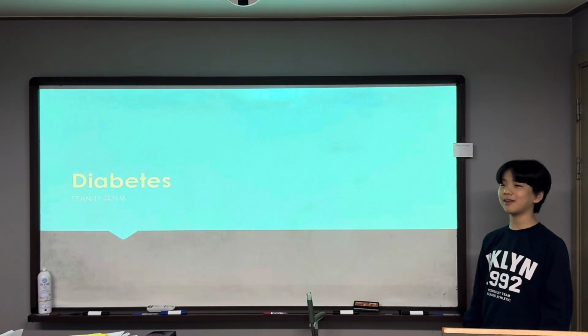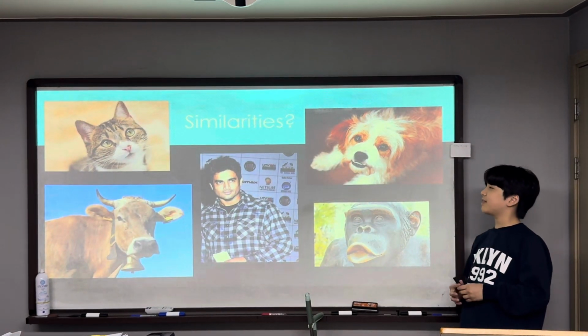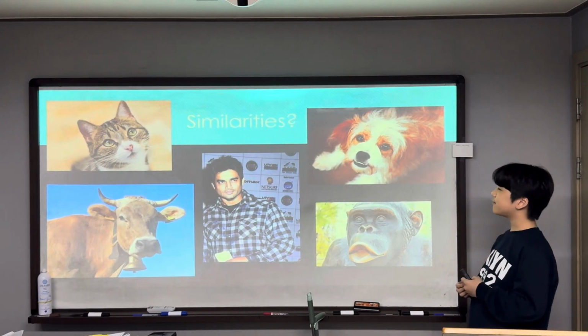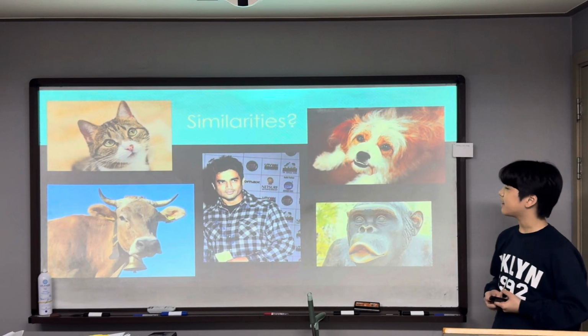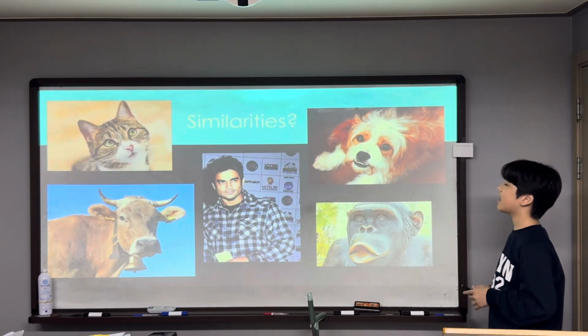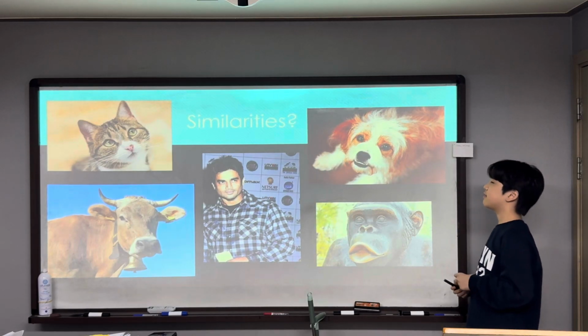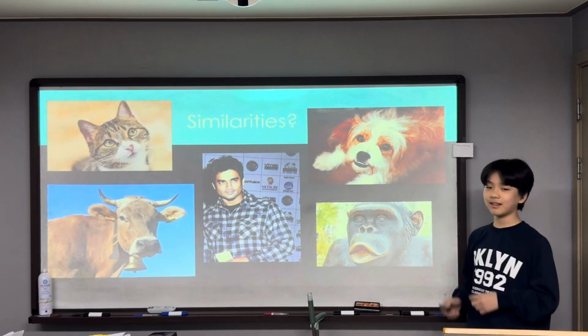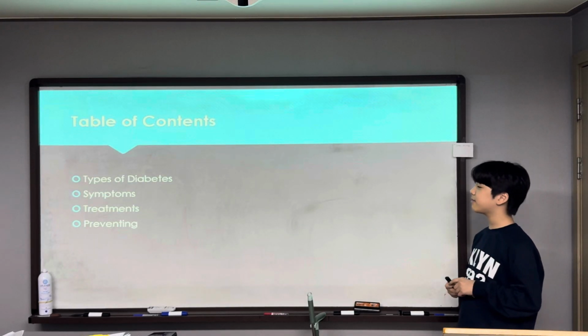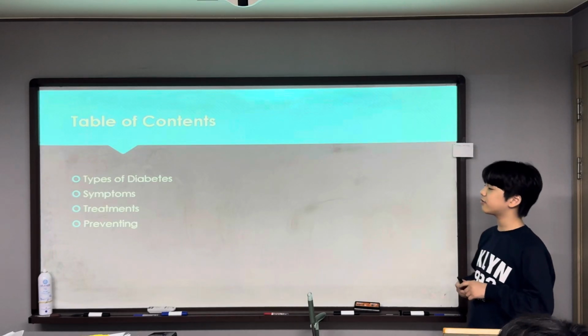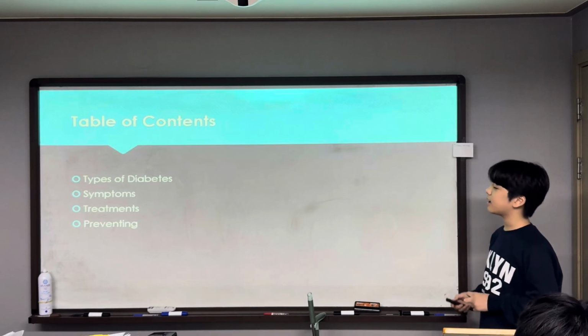Today I'll be talking about diabetes. Before I start my presentation, I'll show these 5 photos. Can you find any similarities between them? Animals? These are both living things, creatures, animals, but most importantly, these are the top 5 mammals that are likely to get diabetes. And today I'll be talking about types of diabetes, symptoms, treatments, preventing, and lastly, quiz.